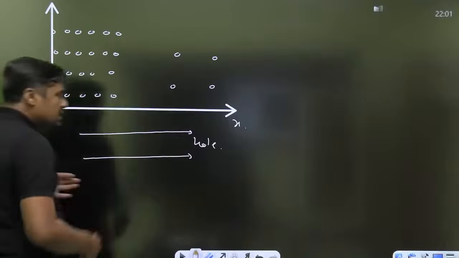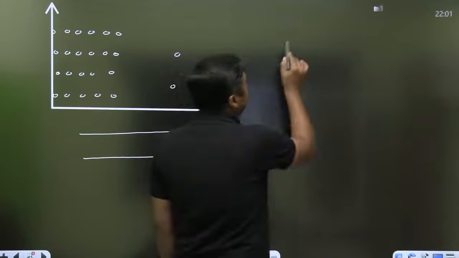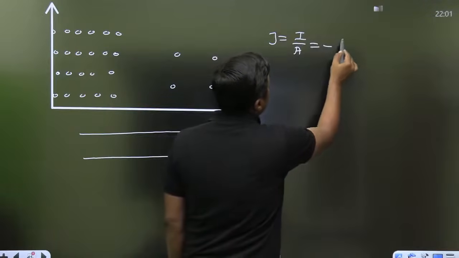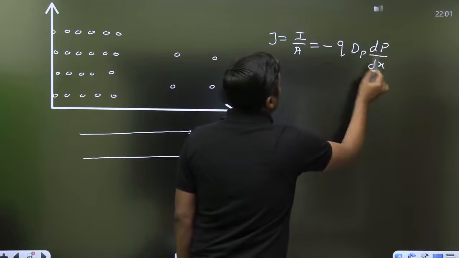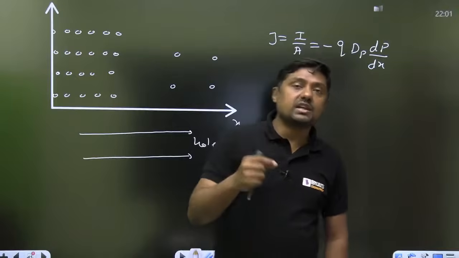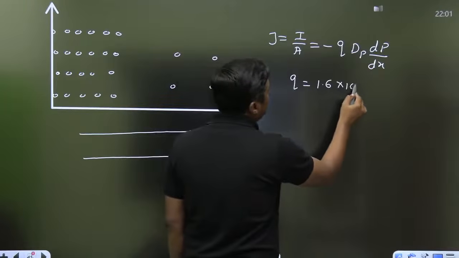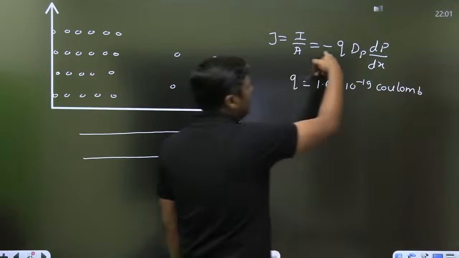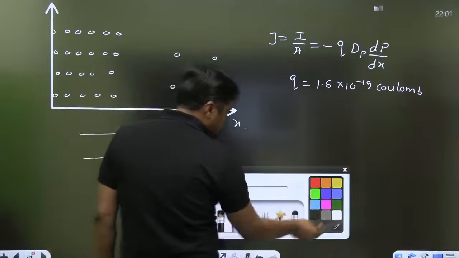But when the current is in the same direction, why are we putting the minus sign here? Because J is equal to I by A, and it is given as minus q dp by dx. That is, in the formula we are using minus. Some students are saying that the charge is negative and so on. No, no, no. The value of q is simply 1.6 into 10 raised to power minus 19 coulomb. So when we are putting the minus sign, watch this diagram.